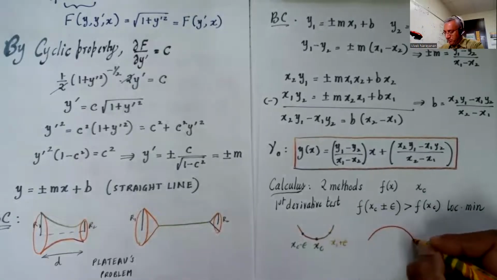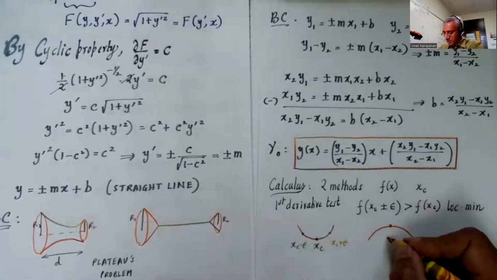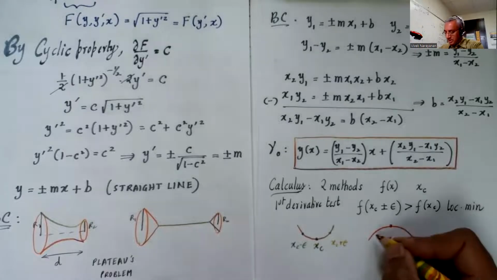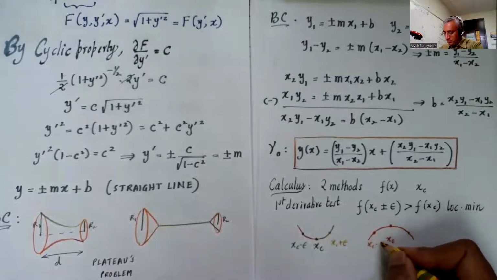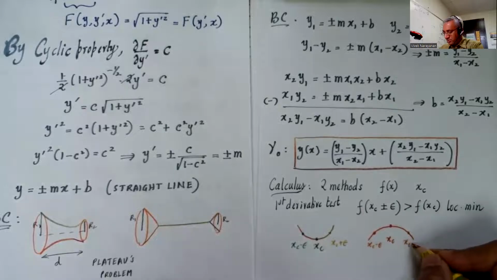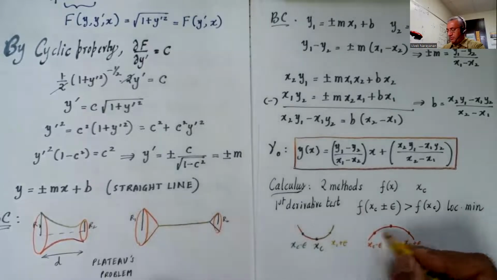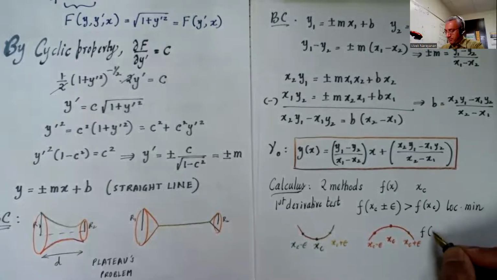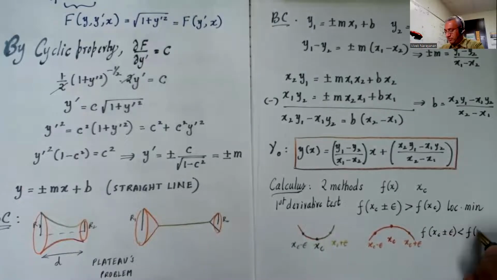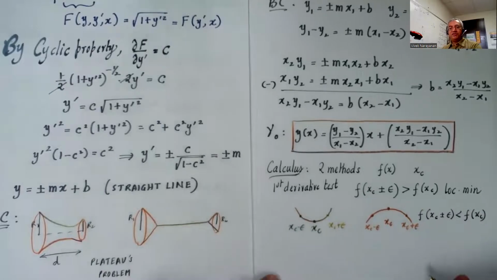But if you have a shape like this, and the value of x sub c is over there, then if you go to the left or to the right, in other words, to x sub c minus epsilon or x sub c plus epsilon, you're going to find for the local maximum that f of x sub c plus or minus epsilon is less than f of x sub c. So this is called the first derivative test.